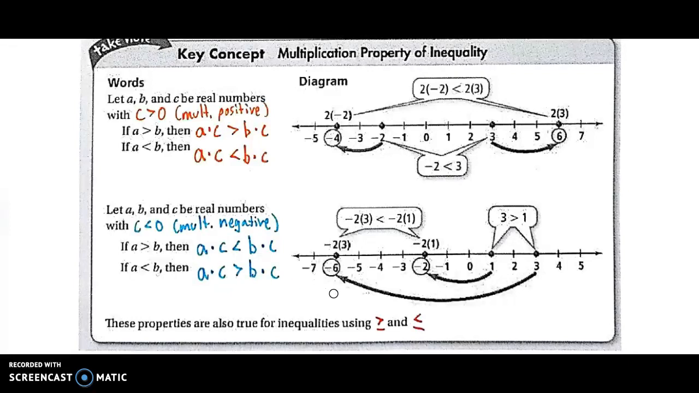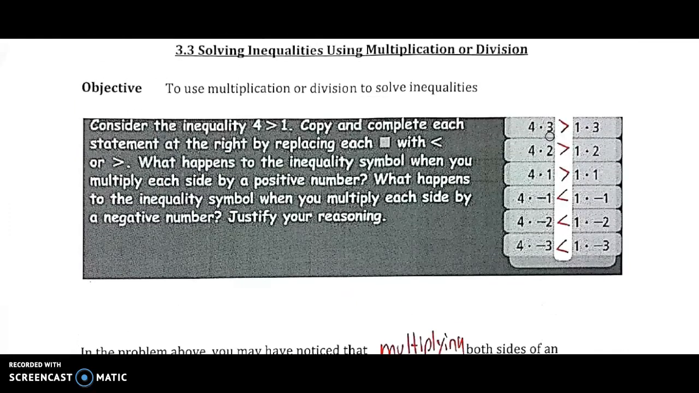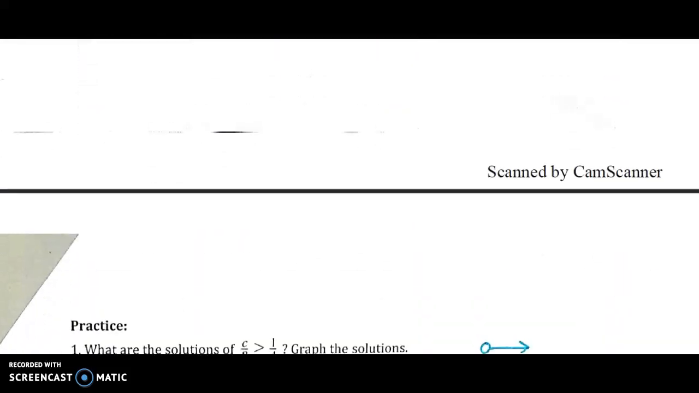And these properties are also going to be true if I use greater than or equal to or less than or equal to. It's not going to change my rules if I can still have those as equalities. So again, the top of the page is pretty helpful. I can see that when I multiply a number by a positive on both sides, I'm going to keep that sign the same. When I multiply by a negative on both sides, I'm actually going to flip that value. So let's see that with some practice on the next page.